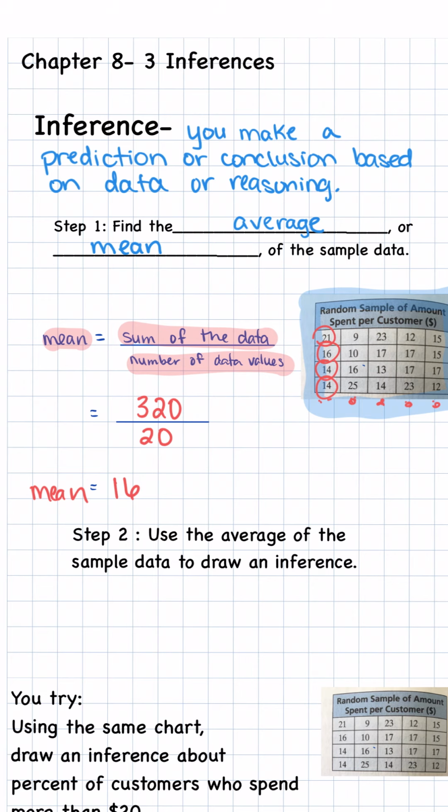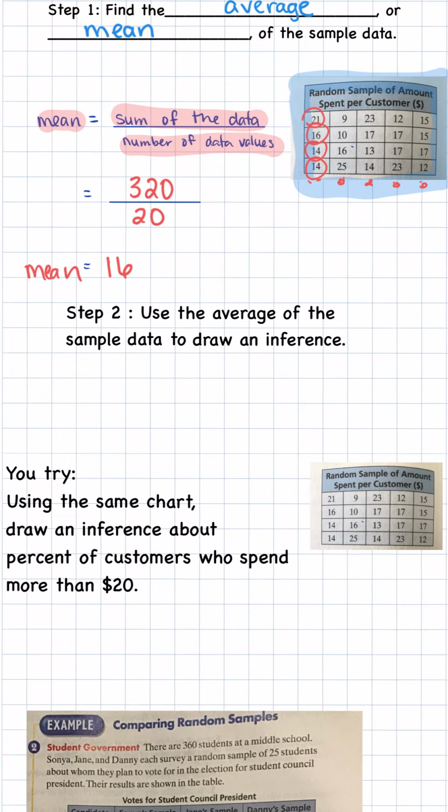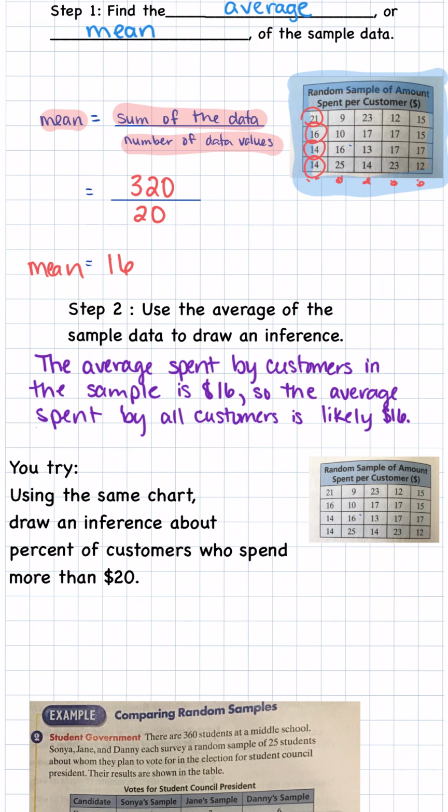Oh, and so I kind of just said that. So the average amount spent by a customer sample is $16. So the average amount spent by all customers is likely to be $16. Let's write that down. So the average spent by customers in the sample is $16. So the average spent by all customers is likely $16.